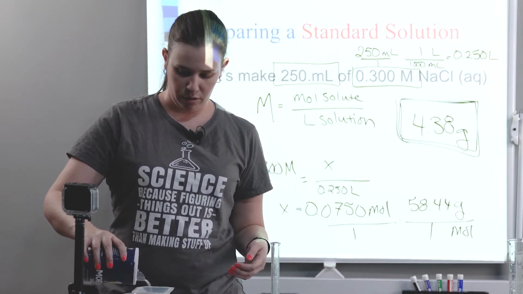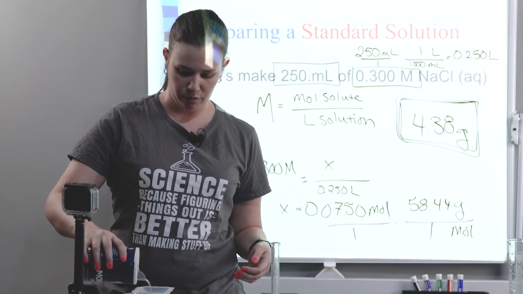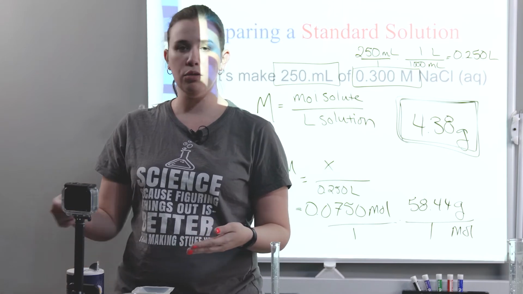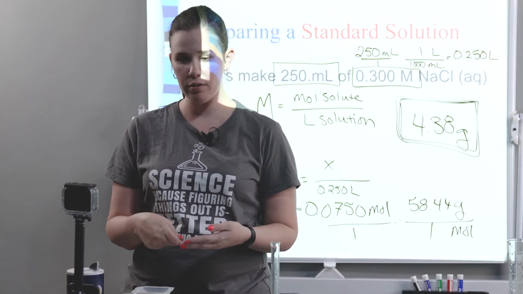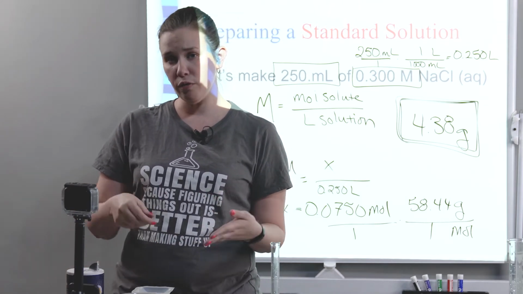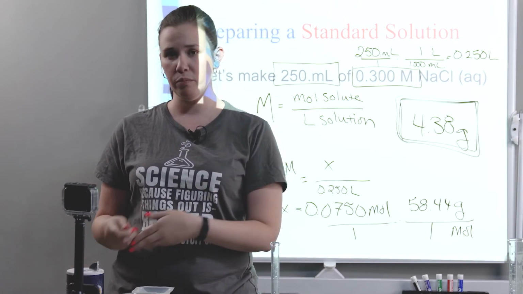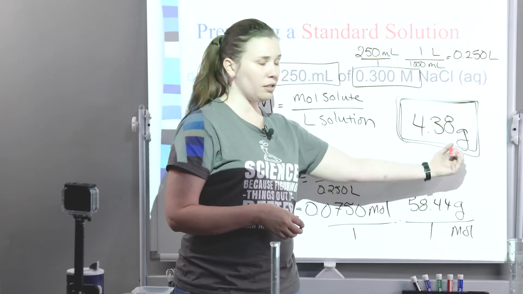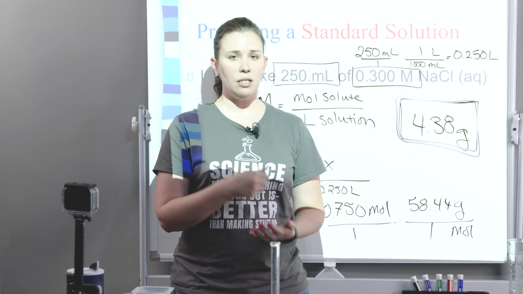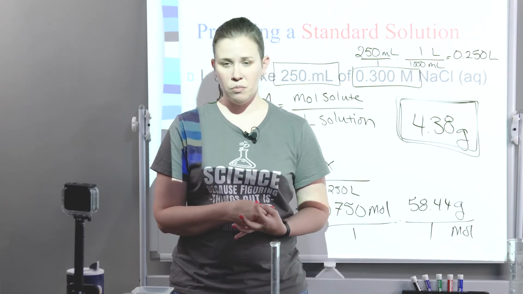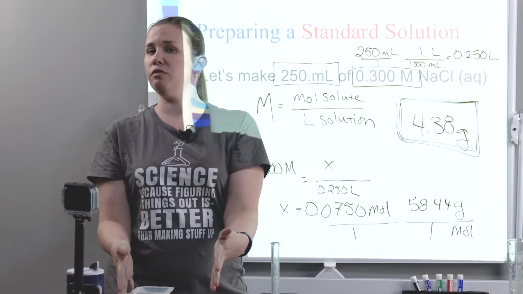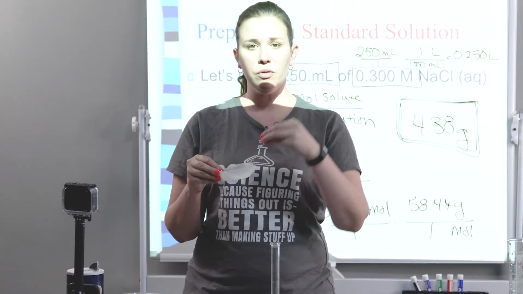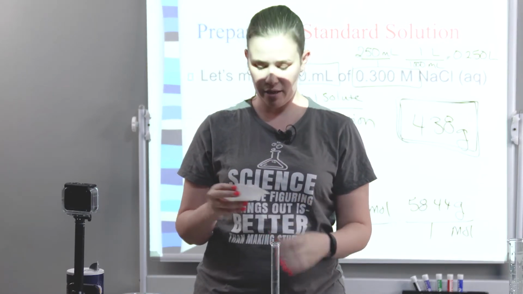So very slowly, getting really close to 4.38. As you get close, you may want to use a spatula to add small parts of salt, or if you go over, you may want to use a spatula to remove some. You want to make sure that you get to this level of precision, exactly 4.38. When you're making a standardized solution, the details matter. So I've got now exactly 4.38 grams of salt. Now that's my solute that I'm going to add into my volumetric flask.